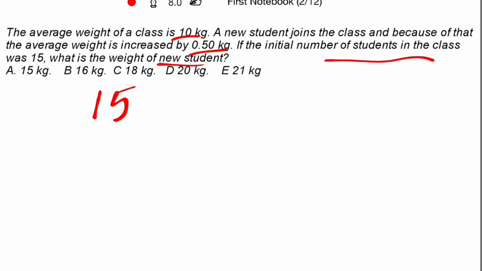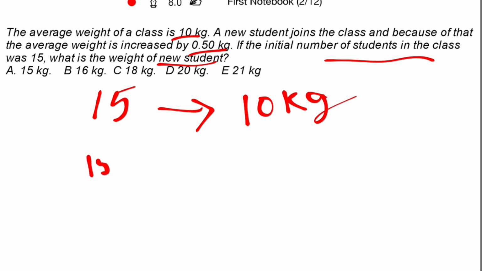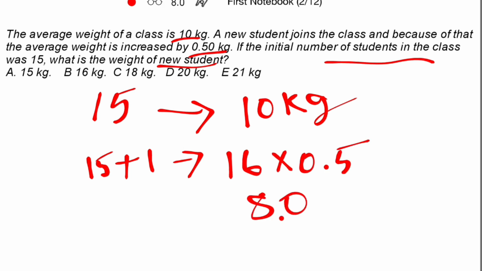Total 15 students, so the average weight of the 15 students is 10 kg. Then a new student joined, 15 plus 1, so now there are 16 students. The average increases by 0.5 kg.